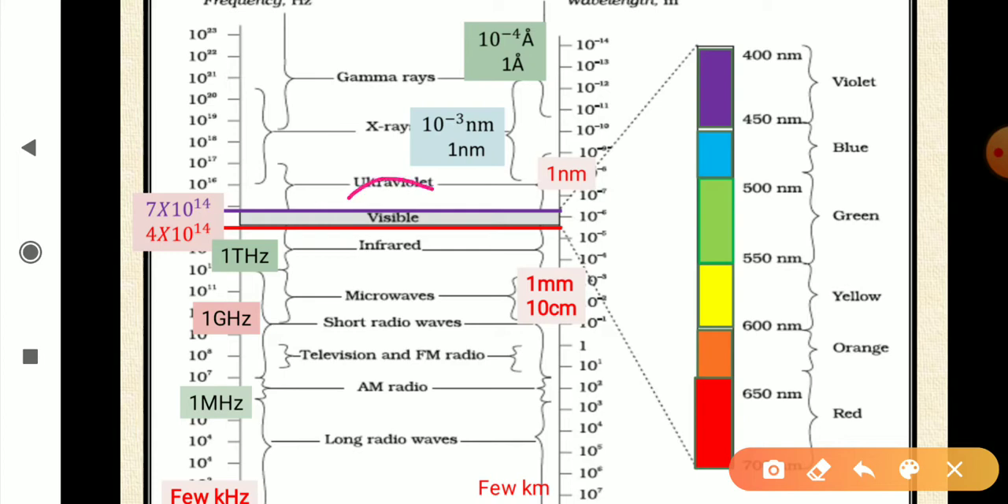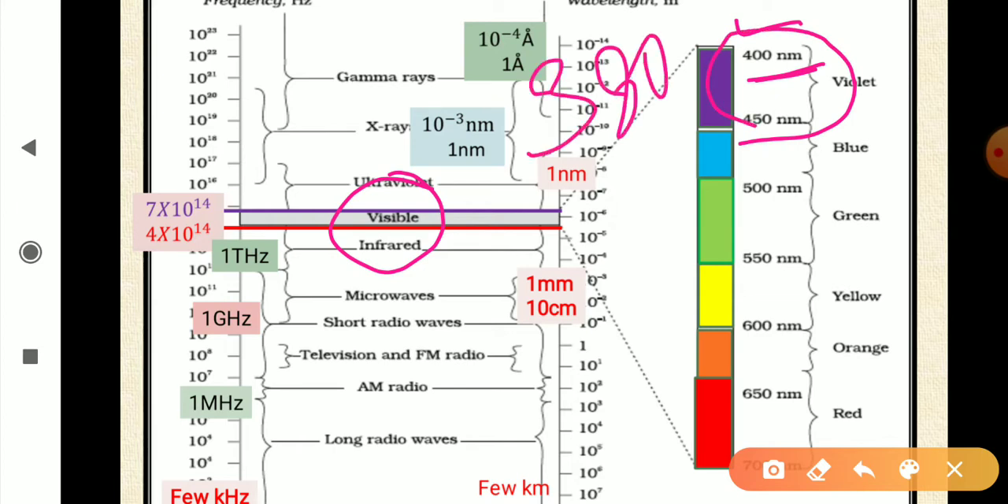Now, we are familiar with visible light, and we know that visible white light consists of 7 colors, VIBGYOR. Here the violet light has a wavelength of about 400 nanometer. Now these are also average values. Their values vary. So violet can vary from 450 nanometer up to 380 nanometer, though we are taking 400 nanometer.